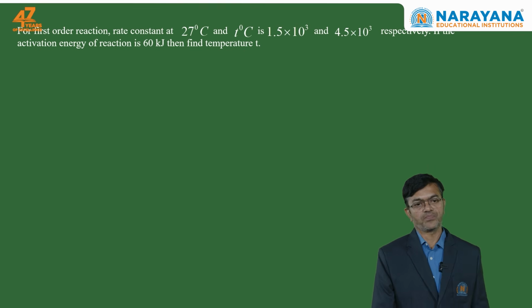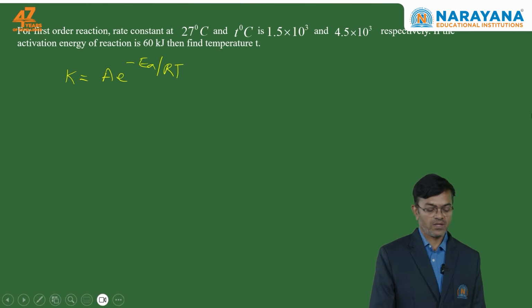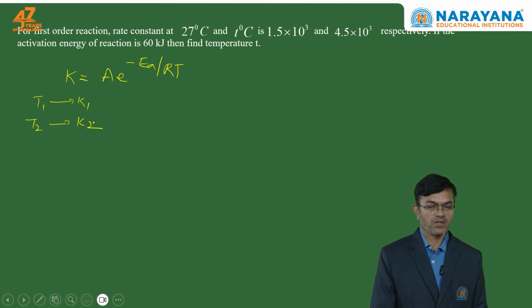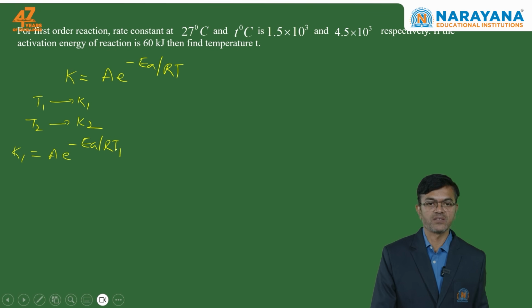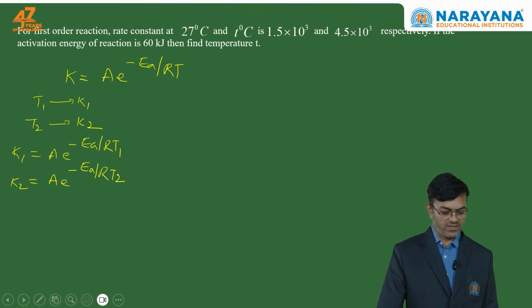So it can be solved based on the Arrhenius equation, that is K is equal to A into e to the power of minus Ea by RT. So at T1 temperature, if it is K1, at a T2 temperature rate constant will be K2. Therefore, K1 is equal to A into e to the power of minus Ea by RT1. Activation energy does not depend on temperature, so we are taking that same in both the cases. Arrhenius factor also does not change, only temperature and rate constant will change.